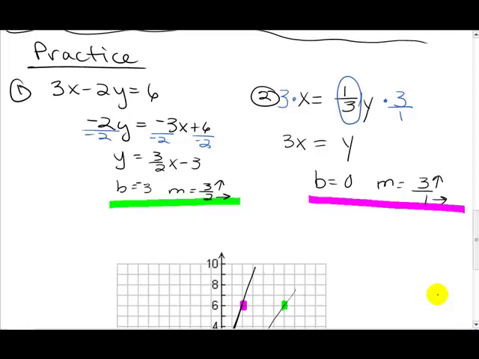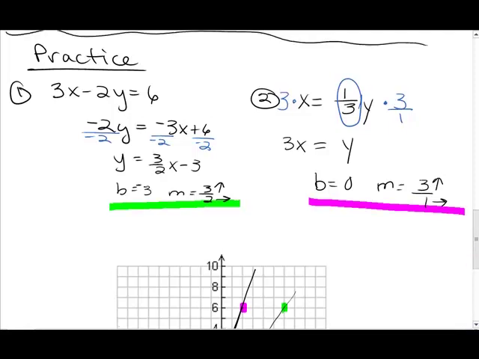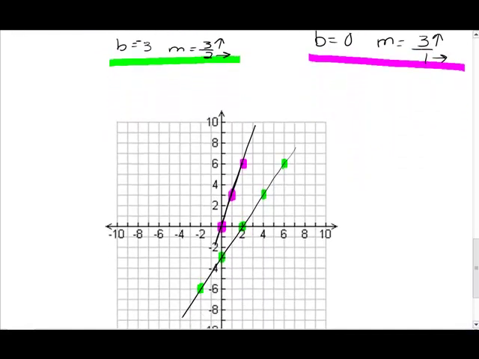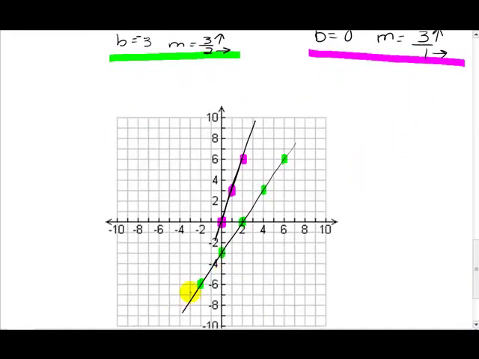Okay, here's the equation solved and the b's picked out and the slopes written. They both ended up with a positive slope. So look at that. Then we'll look at the graph. Here is the green, starting at -3, going up 3 and over 2, doing it again. Here's the purple, or it may look pink to you, starting at 0, going up 3 over 1, up 3 over 1, and connecting the dots.